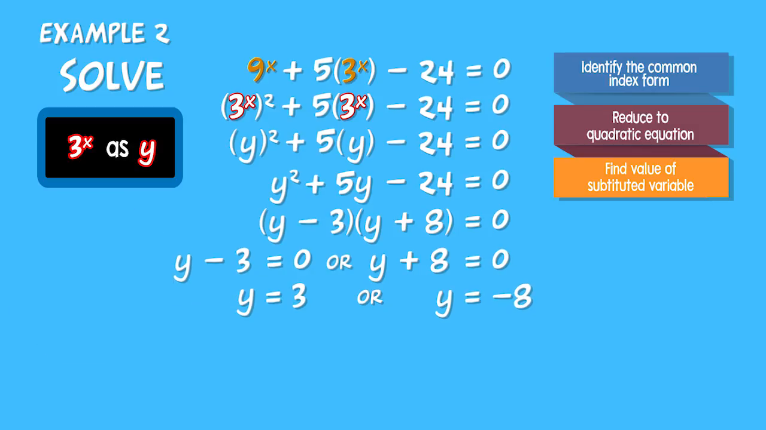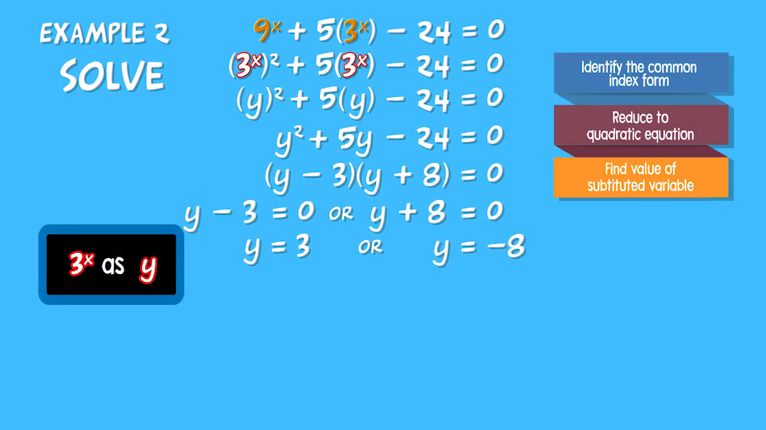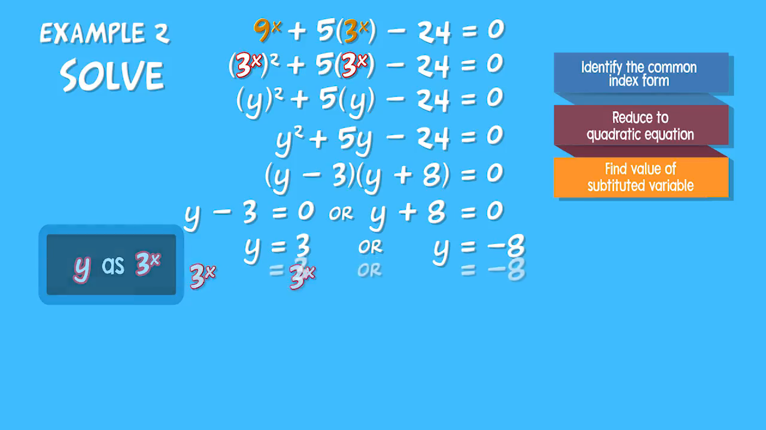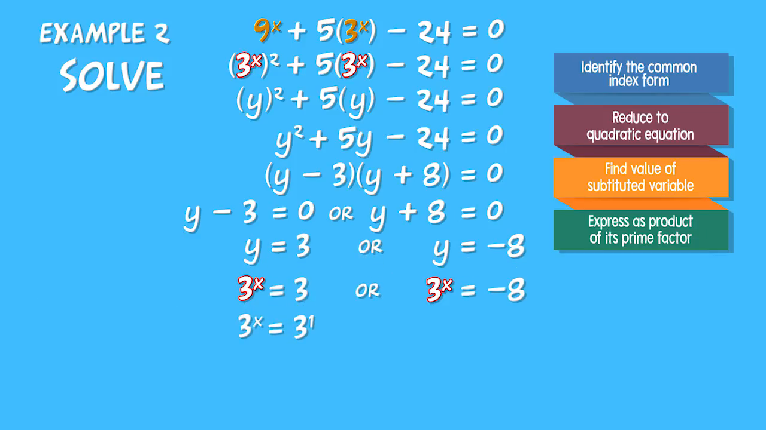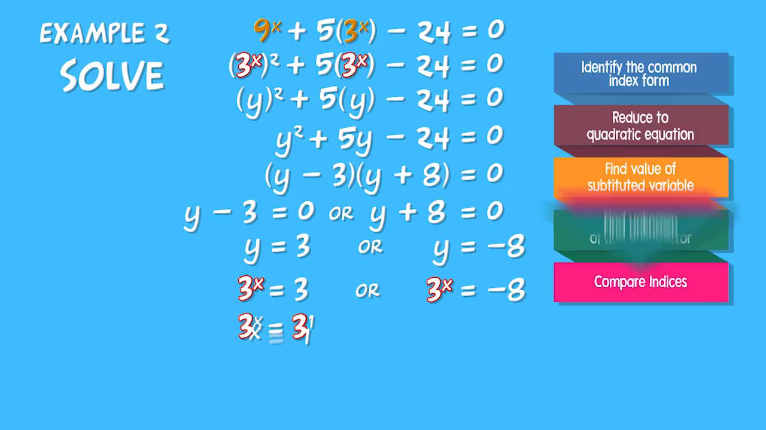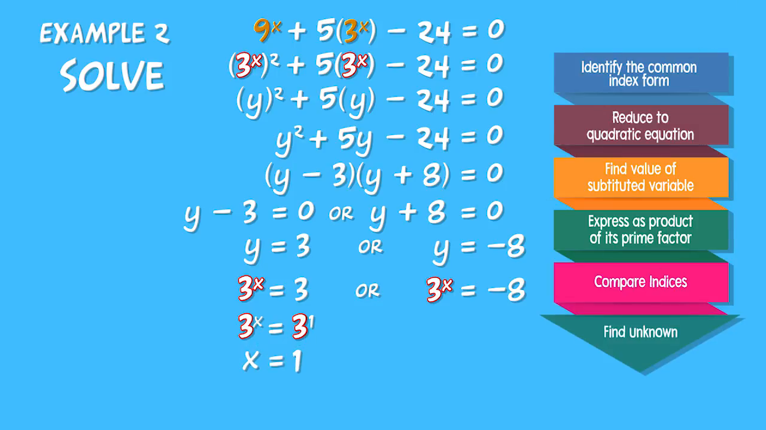So let's replace y with 3 to the power of x and write 3 as 3 to the power of 1. Now, the bases are the same, which is 3. Thus, we can compare the indices to get x equals 1. But how about the solution negative 8? Well, we need to reject this solution as 3 to the power of x must be positive.